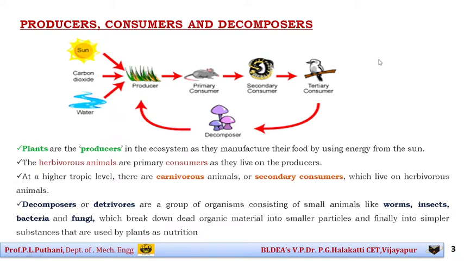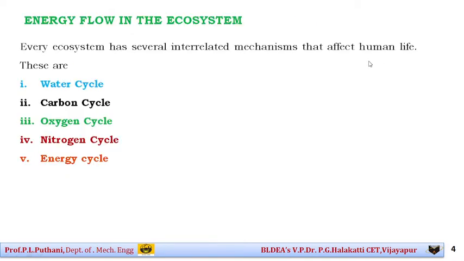Then the next important thing is regarding how the energy flow happens in the system. The energy flow in the system is mainly controlled by 5 different cycles. The first cycle is the water cycle. Second is the carbon cycle. Third is the oxygen cycle. Fourth is the nitrogen cycle. Fifth is the energy cycle.